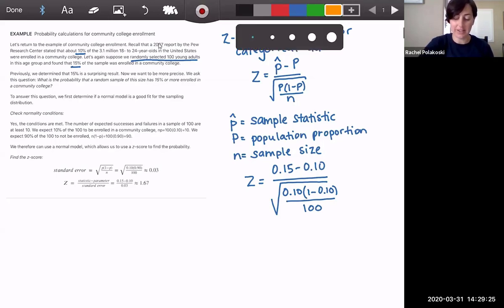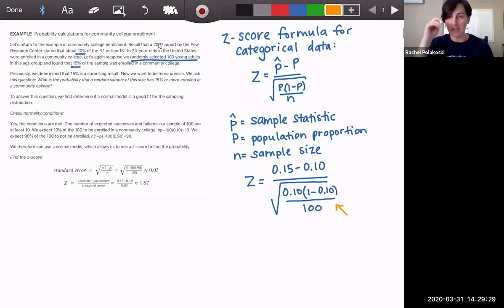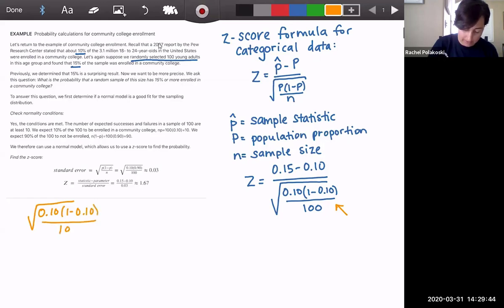So let's start with the denominator. This is the standard error, this big square root formula. So we're going to follow the order of operations, start with our parentheses first, and then work from there. So I'm going to rewrite it over here on the side. 0.10 times 1 minus 0.10 divided by 100. So I would solve the parentheses first, use my calculator to subtract those, and we end up with 0.10 times 0.90 divided by 100.